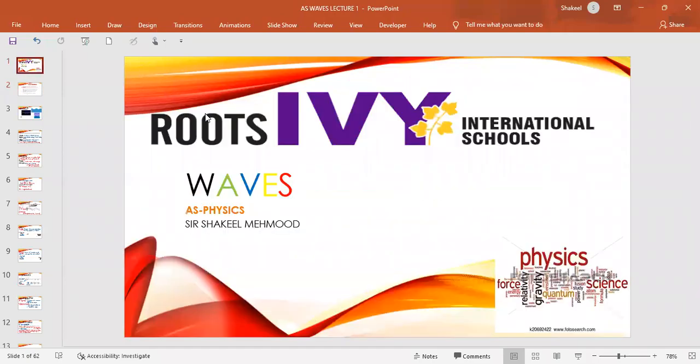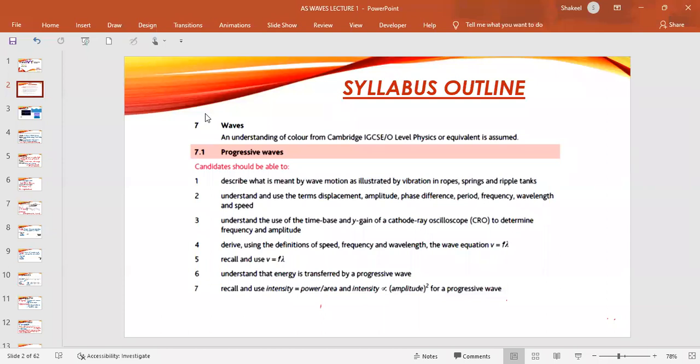Okay, so today we have to start waves. This is the first chapter, which is the basic chapter, and it says that an understanding of color from IGCSE or equivalent is assumed. Understanding of color of white light.